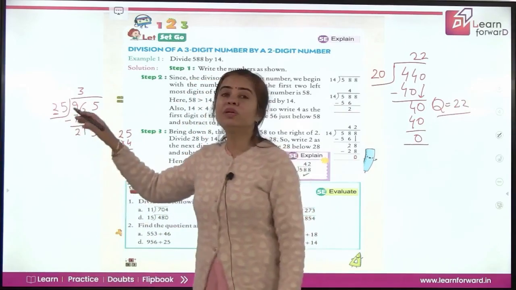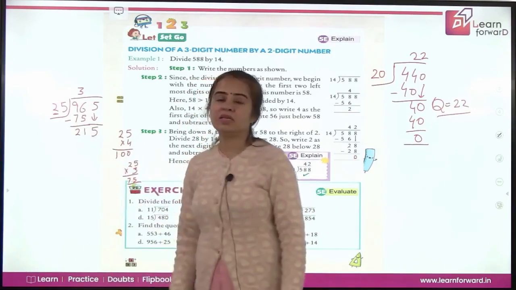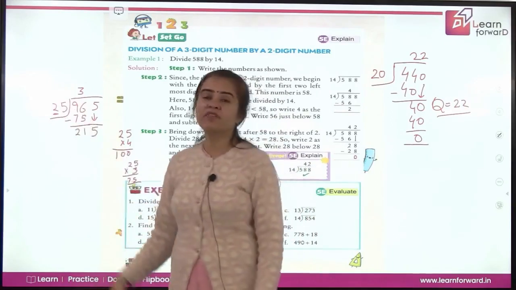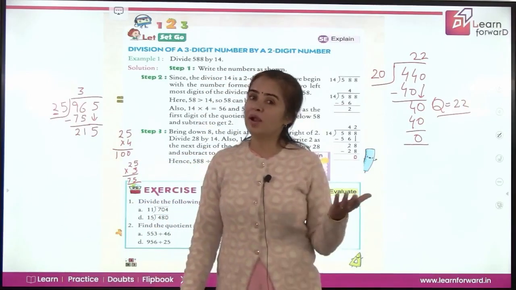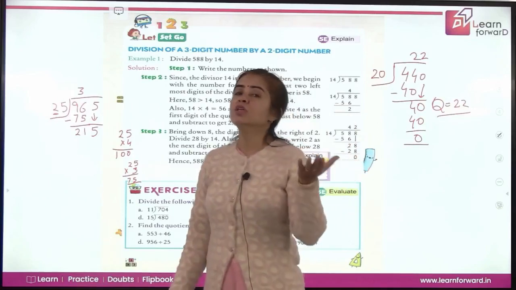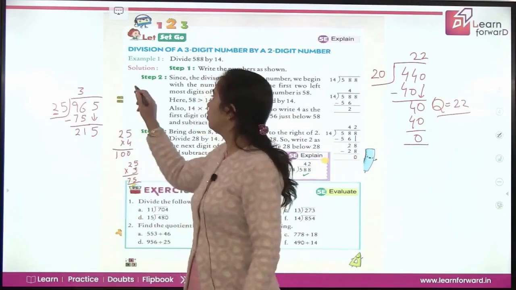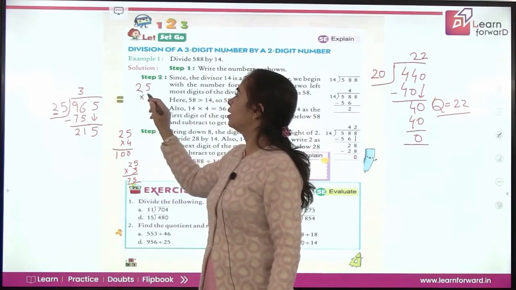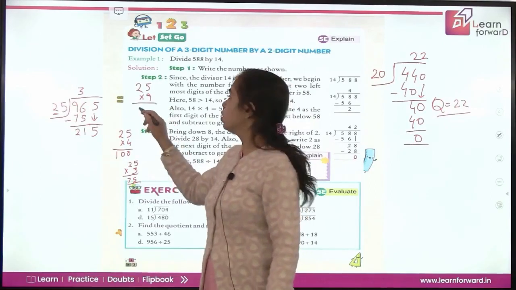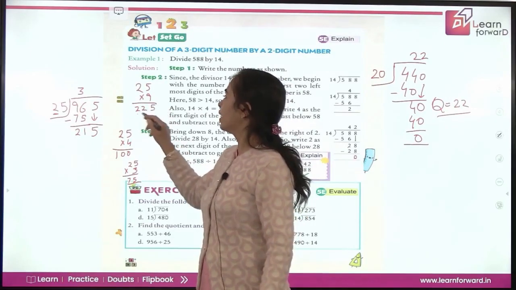Now, 2 tens are 20. So, what do you think 25 tens will be? 250, which is too high. So, we will go back and we will try with multiplication by 9. And if it is also bigger, we will go back.